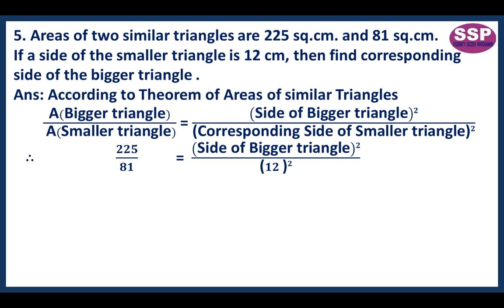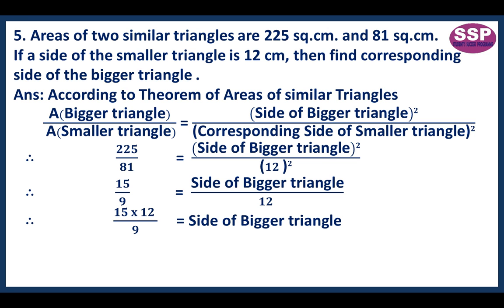Putting the values, we get 225 upon 81 is equal to side of bigger triangle square upon 12 square. Now taking square root on both sides, we get square root of 225 is equal to 15 and square root of 81 is equal to 9. Therefore, on the left hand side, we get 15 upon 9 is equal to side of bigger triangle divided by 12. On simplification, we get side of bigger triangle is equal to 20 centimeter.